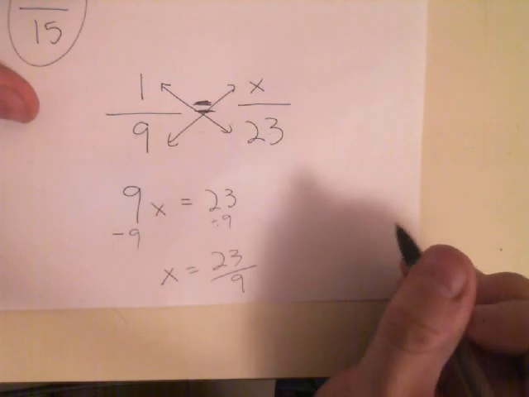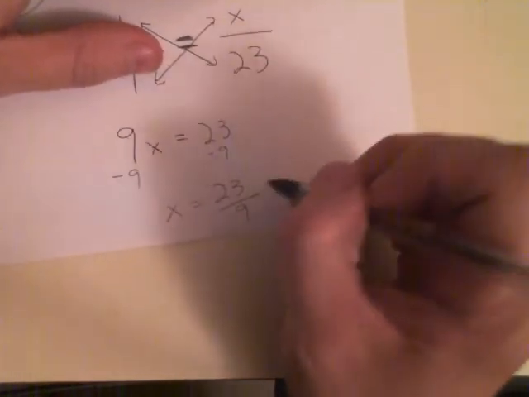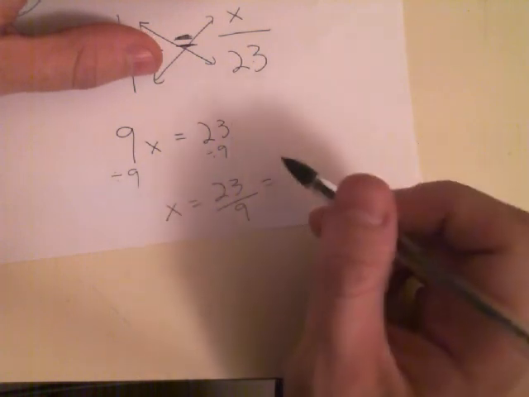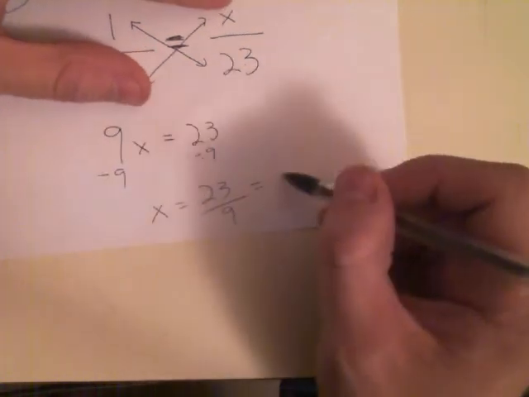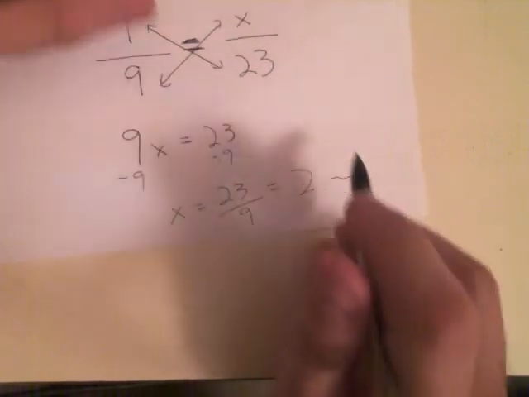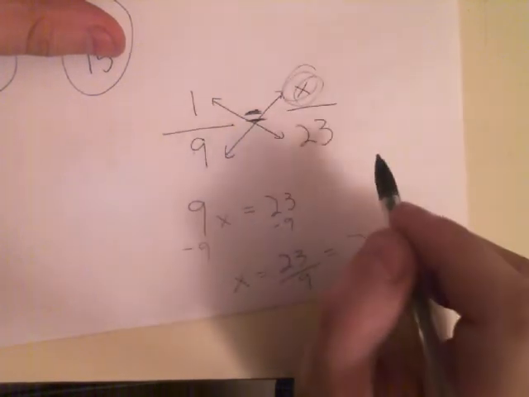And that's something that I could plug into a calculator. Let's see. Well, I don't have a calculator with me. So you can just quickly find that out. And that's going to give me some decimal, a little over 2. Okay? Now, so that's a quick way to find this missing value in the proportion. Let's find another one.